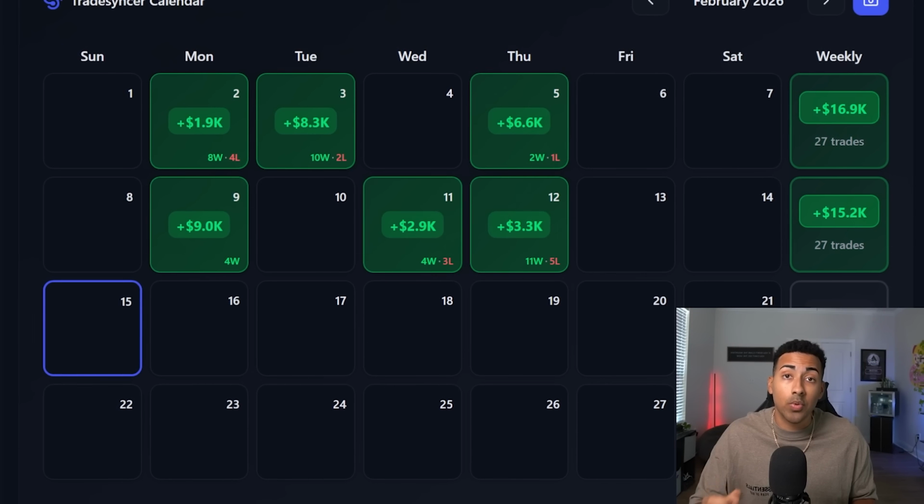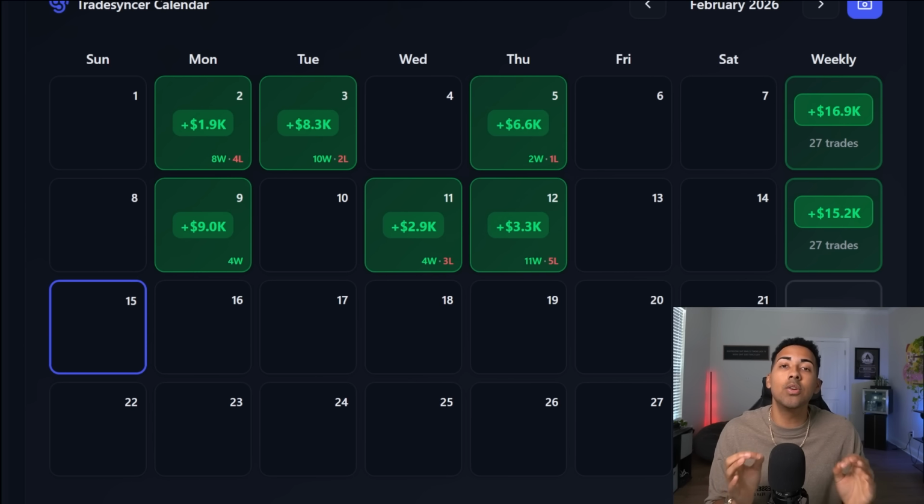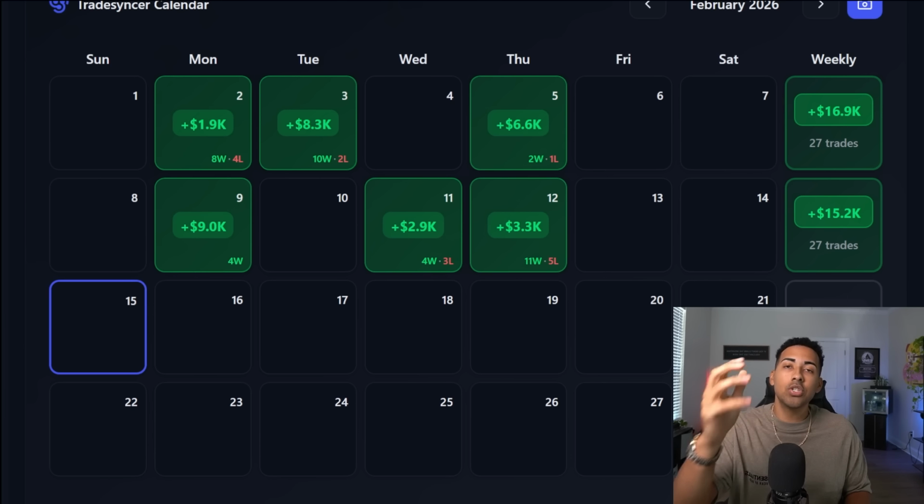$15,240 in just 3 days. No new strategy, no secret indicators, just clean price action entries. And if you don't understand this, you're probably trading the wrong side of the move. Let me show you exactly what I mean.